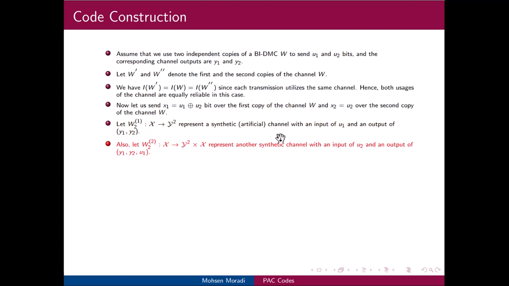The second synthetic channel has as input U2 and as output Y1, Y2, and U1. How come we have U1? We assume that the first channel did a very good job and obtained U1 for us. So we can use it for the second one, and based on that, can we estimate U2 correctly or not?